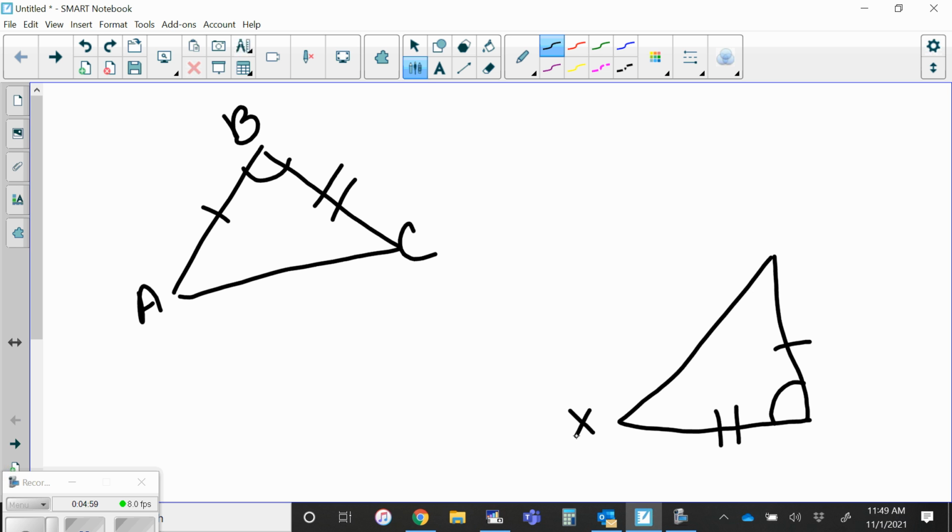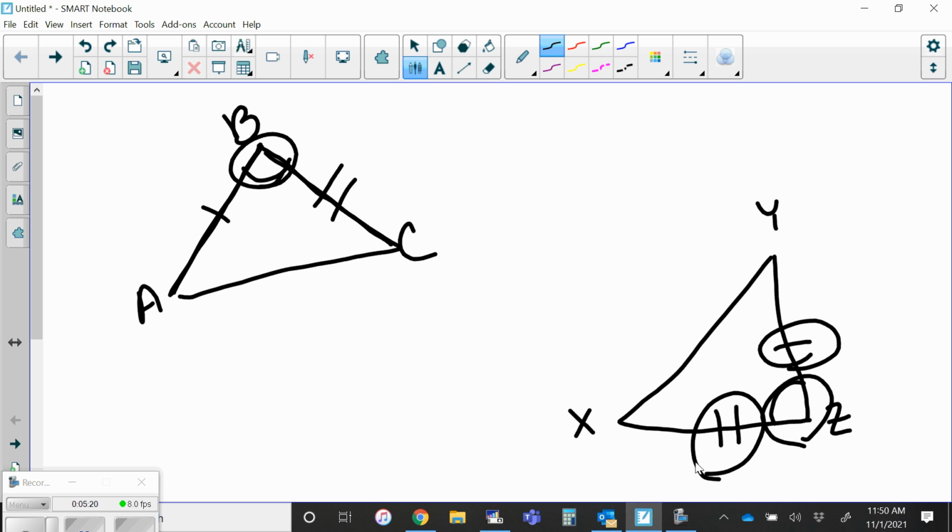Are these two triangles congruent? Yes or no? I don't think so. Do we have a side? Do we have an angle congruent? And then do we have a side? Do we have a side? Do we have an angle? And then we have a side? So are they congruent? Yes.